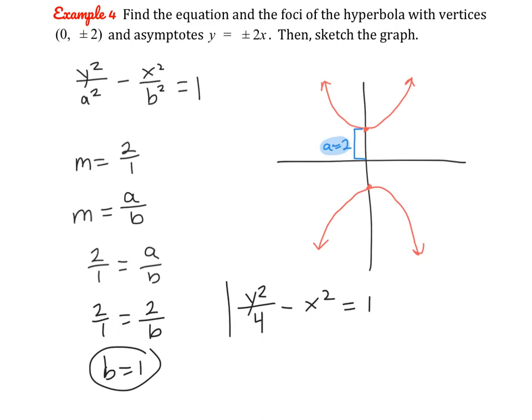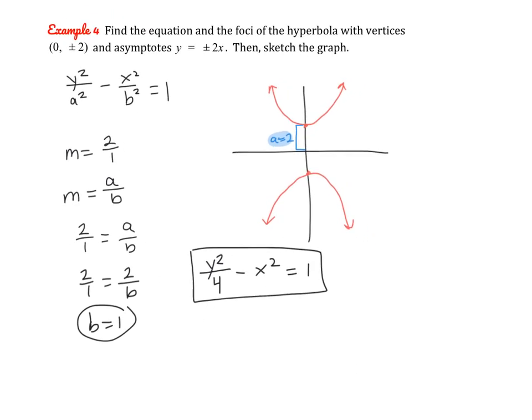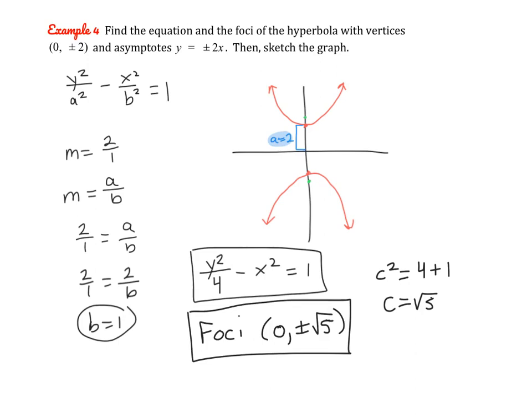so you can just leave it as minus x squared equals 1. The last thing we were asked to find are the foci of this equation. So we can use our formula. We can say c squared equals a squared, so 4, plus b squared, so c equals the square root of 5. And again, our foci are going to be vertical along with the vertices. So our foci would be directly above and directly below. And remember, they're going to be c units from the center. So it's going to be (0, ± square root of 5). And there you have it.